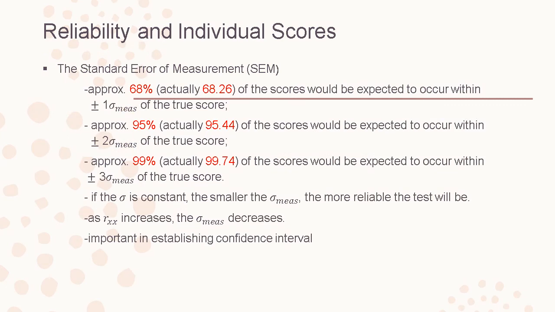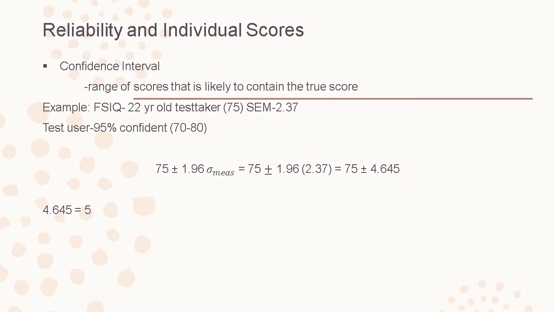If the standard deviation is constant, the smaller the SEM will be, the more reliable the test will be. As the reliability coefficient increases, the SEM decreases. The SEM is important in establishing the confidence interval. Confidence interval is the range of scores that is likely to contain the true score.